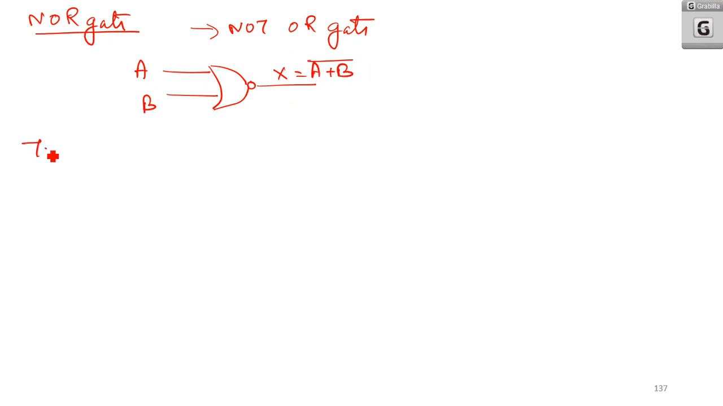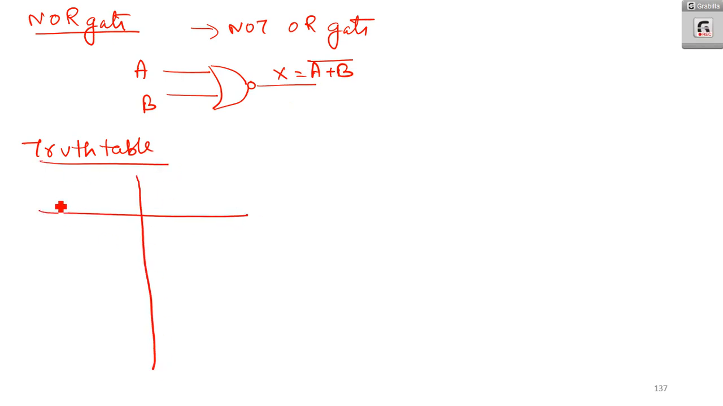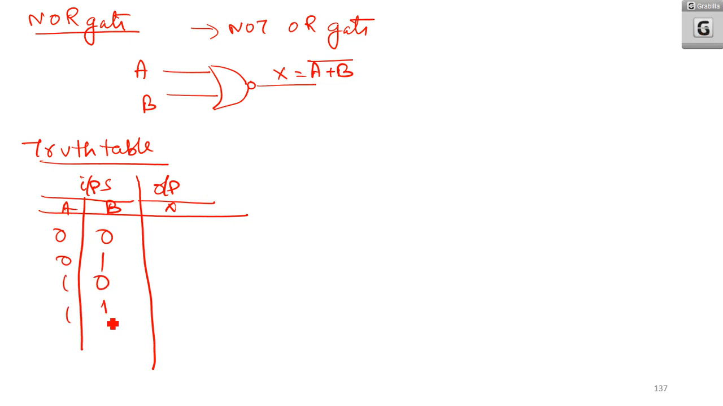Now if you are writing the truth table of the NOR gate, a two input NOR gate, I can represent it like this. Inputs are A and B and output is X. So it is 0 0, 0 1, 1 0, 1 1. What is 0 or 0? 0 is 0, its complement 1. 0 or 1 is 1, complement 0. 1 or 1 is 1, it is 0.